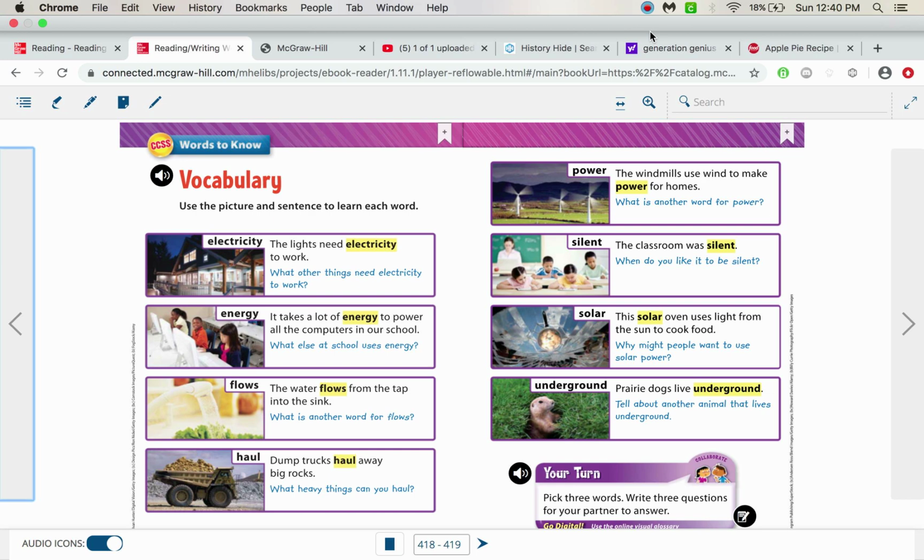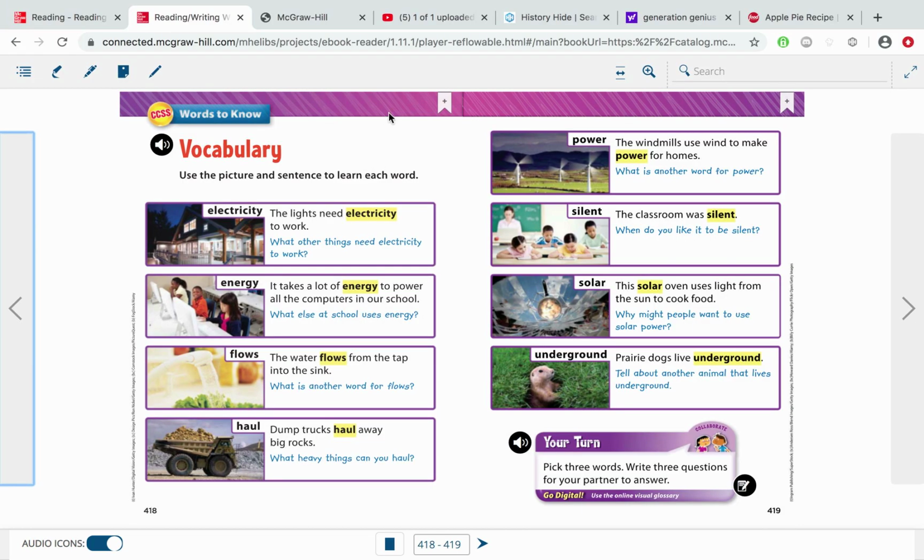As you saw in the first video, we're going to talk about energy this week. Remember, energy is power, the power that makes things go or work. And here's all of your vocabulary words that have to do with energy. Mrs. Vogelsang would love this reading story and this whole unit.